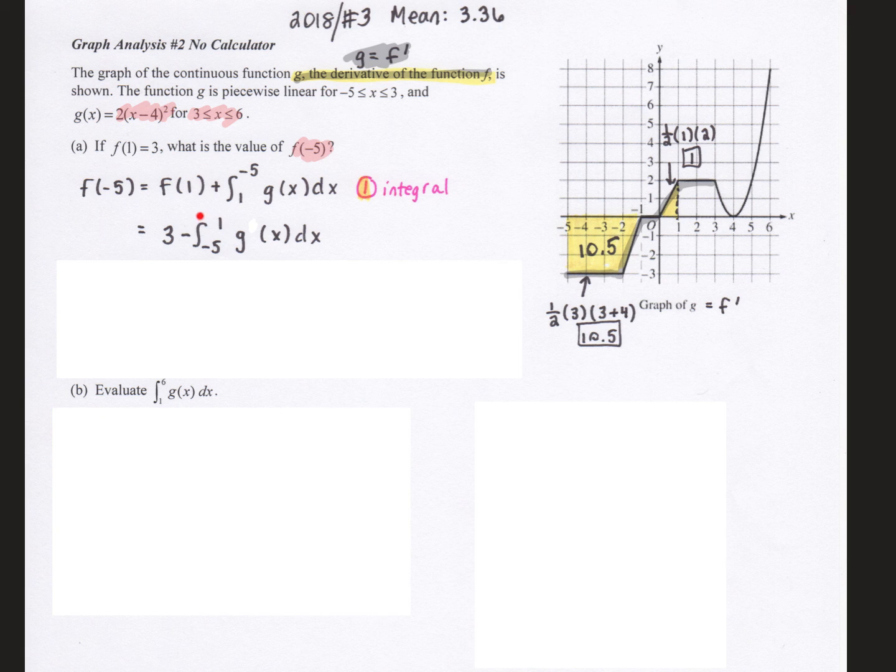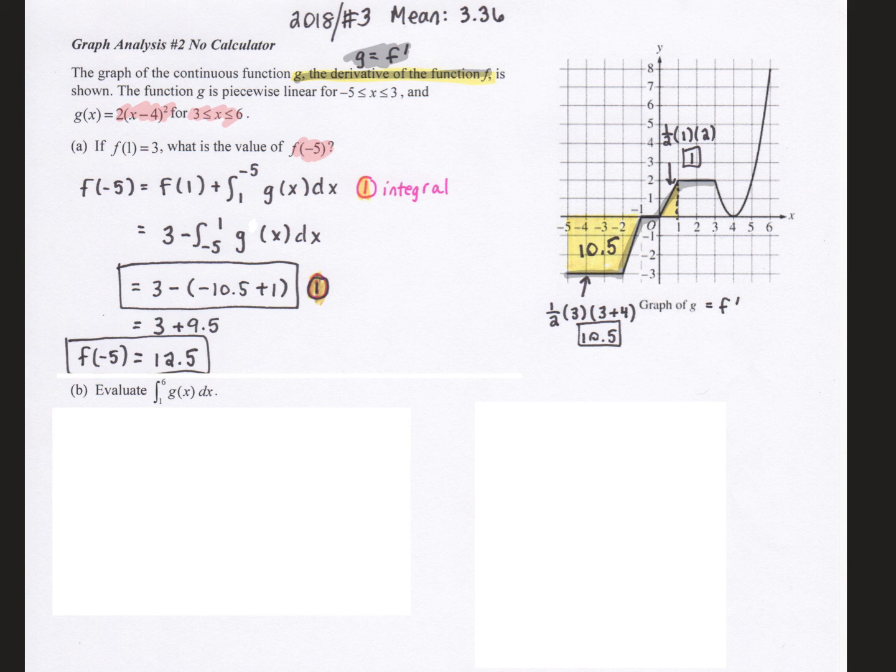In order to evaluate this integral, I'm going to look at the graph of g of x. From -5 all the way to 1, I'm going to take an area approach. This is a trapezoid. You can find that area using a rectangle and a triangle if you want to. Either way, that's going to give me a 10.5, and the area of this little triangle from 0 to 1 is a 1. Because the 10.5 is below the x-axis, when I do the integral, I have to take it as a negative. The little triangle is above the x-axis, so that's a positive 1. This would be an okay answer right here. You don't actually have to simplify. But if you did, you would get a final answer of 12.5.